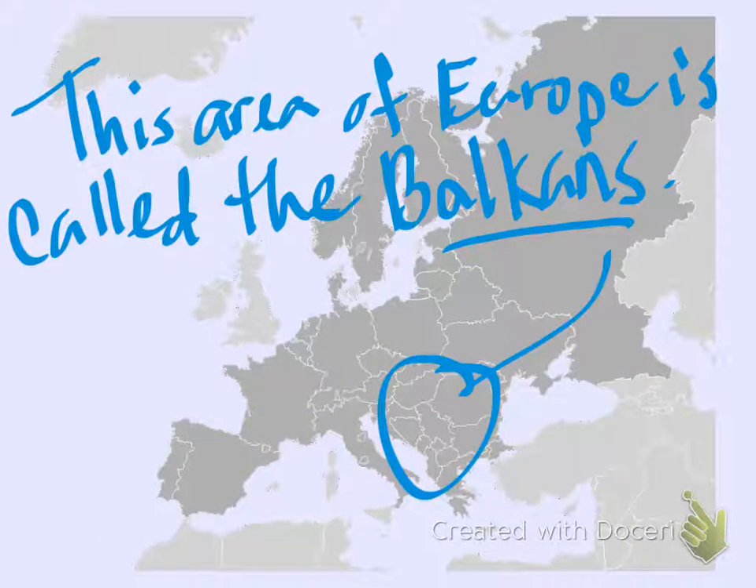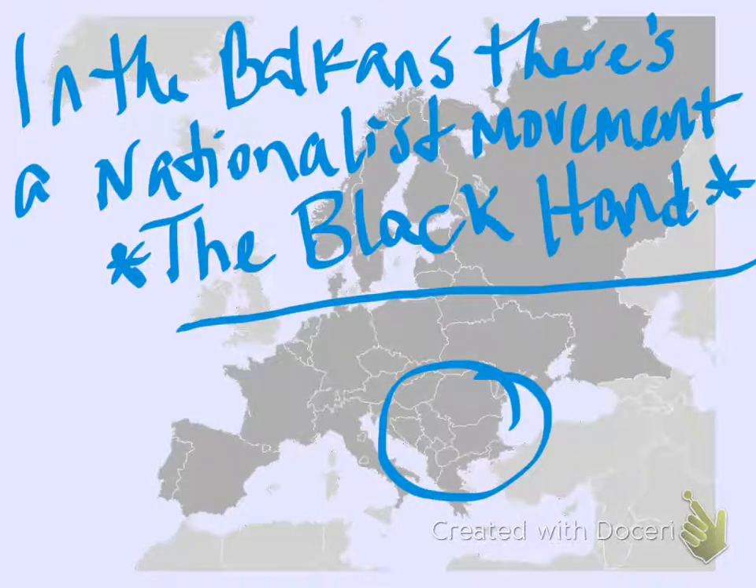Now, this is the area of Europe called the Balkans. We've seen a map about this in class already. The Balkans were, remember, that powder keg. And in the Balkans, there's a nationalist movement. This nationalist movement was known as the Black Hand. The Black Hand was an ultra-nationalist group.